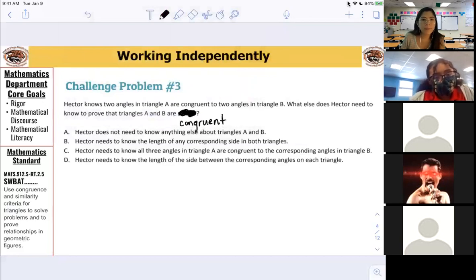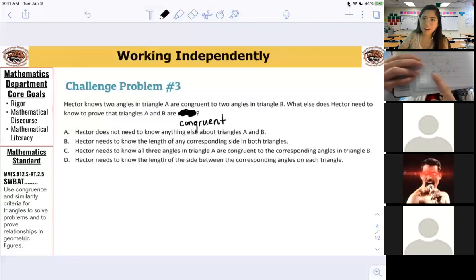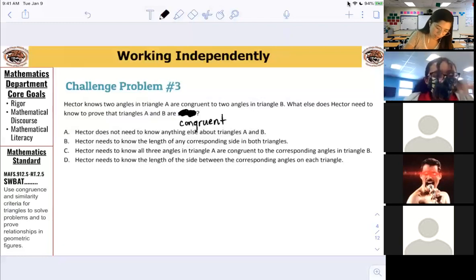Before Perla takes a stab at this, I have a word problem and I don't have any diagrams or pictures or anything. What's a strategy that I've taught you guys? What could you do? Draw it. Yeah, draw it. Good, Perla. Very nice. So he knows 2 angles. So I have a triangle A. I'm just going to draw a random triangle and call it A. And I have triangle B.